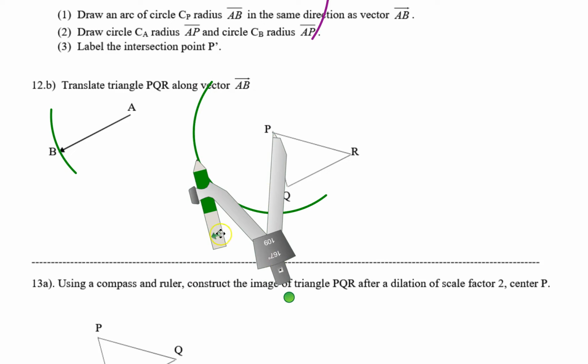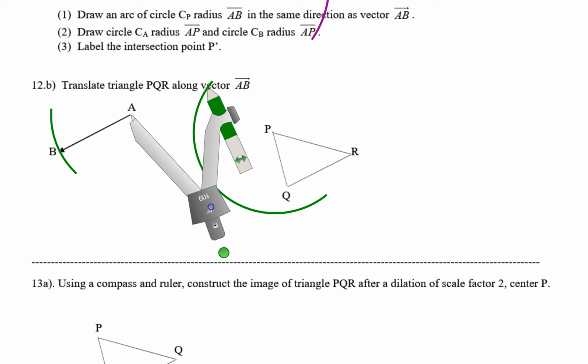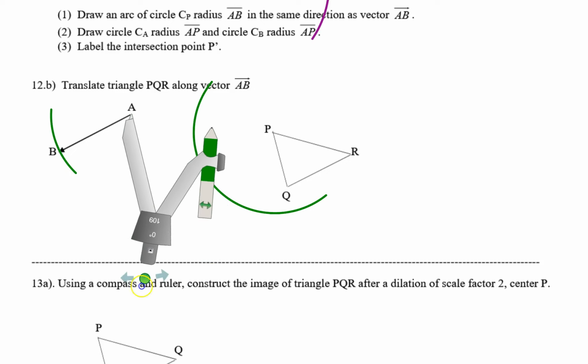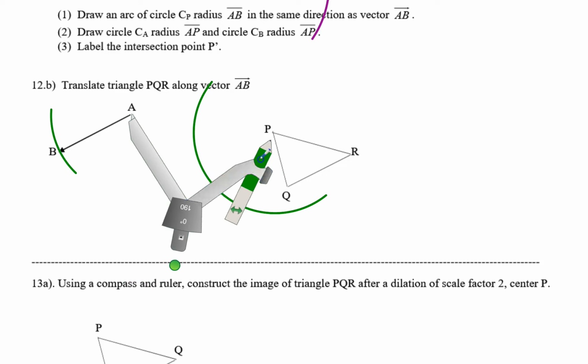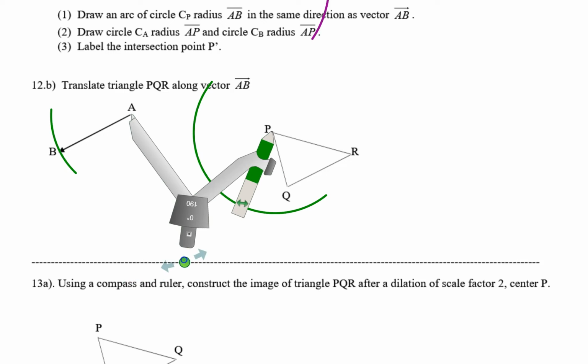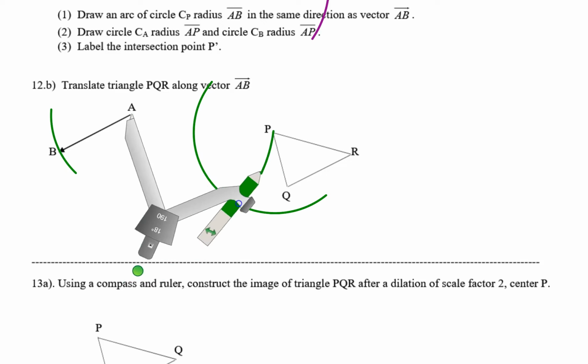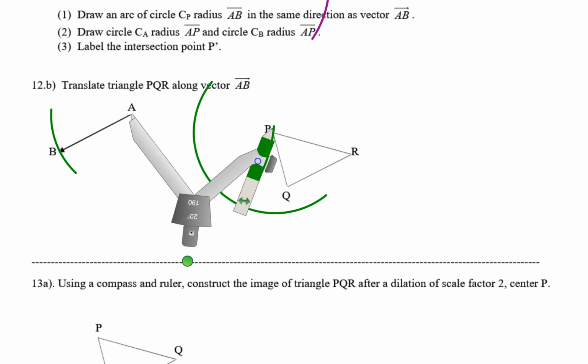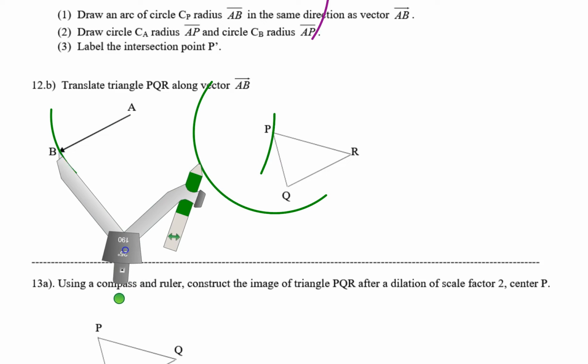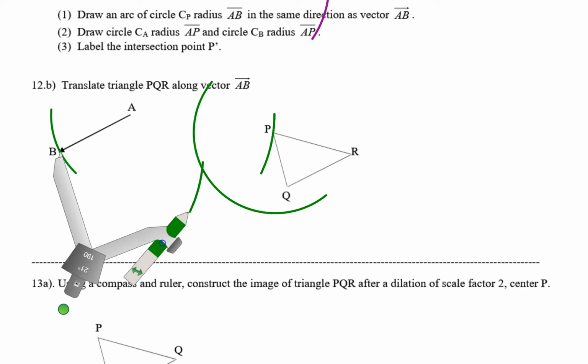Okay, now I'm going to go back to the vector, and I'm going to measure from A to the point I'm trying to translate, and make a copy mark. Now I'm going to keep the compass the same, pick it up, go to B, and make another arc.